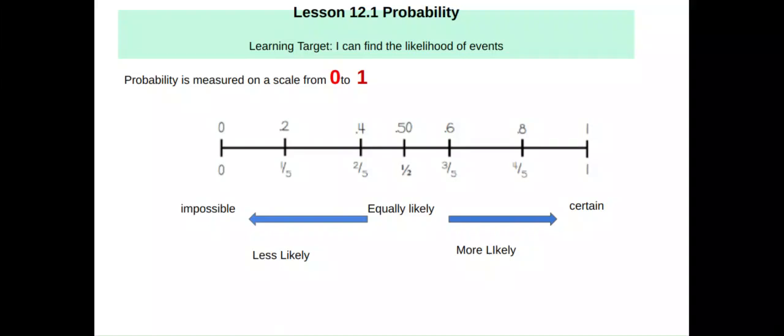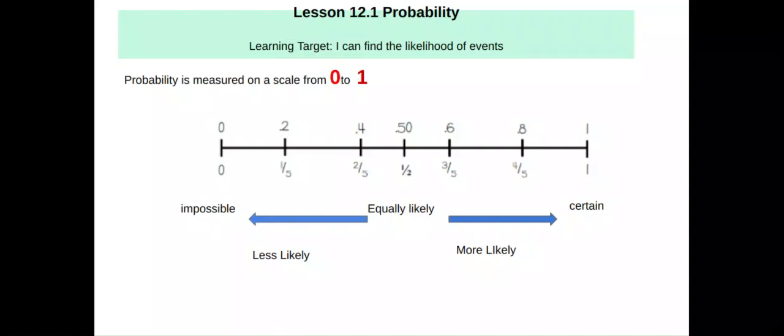This is lesson 12:1 probability, and we're going to talk about the likelihood of events. So it's just the chance that things can happen. And we measure probability on a scale from 0 to 1, and we use either a fraction, a decimal, or a percent to talk about probability. It just depends on our situation. For the most part, we're going to use fractions right now.